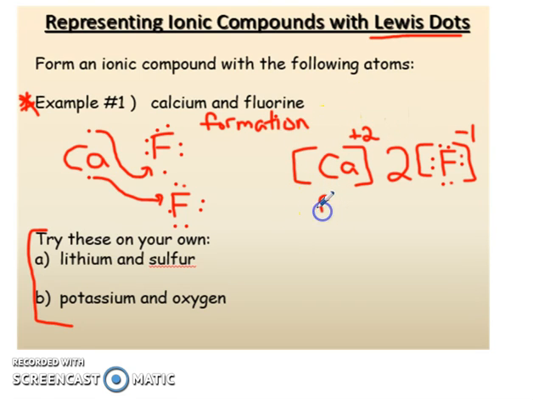So this structure here that I just did with the brackets is called a final compound. If you're ever asked to draw the formation and final compound, this is what it is referring to. Formation is with the arrows showing the transfer. The final compound is with the ion brackets indicating the charges. Okay, so pause this video, try out lithium and sulfur, and then potassium and oxygen, and then press play to see if you were right.